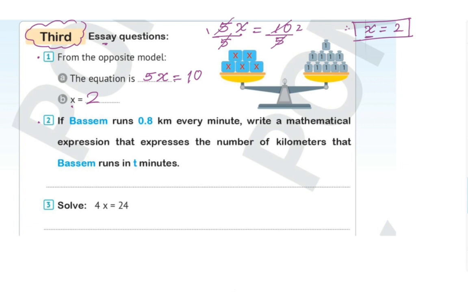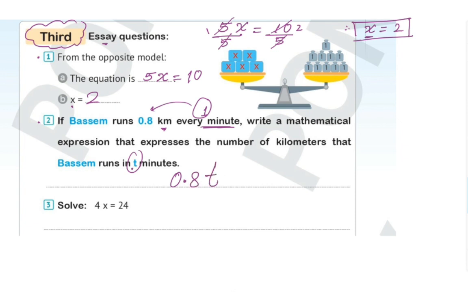Point number 2. If Basim runs 8/10 kilometer every minute, every just 1 minute, write a mathematical expression, not an equation, that expresses the number of kilometers that Basim runs in t minutes. Note with me. At 1 minute, he runs 8/10 kilometer. At t minutes, how many kilometers does he run? Now, at t minutes, he will run 8/10 by t.